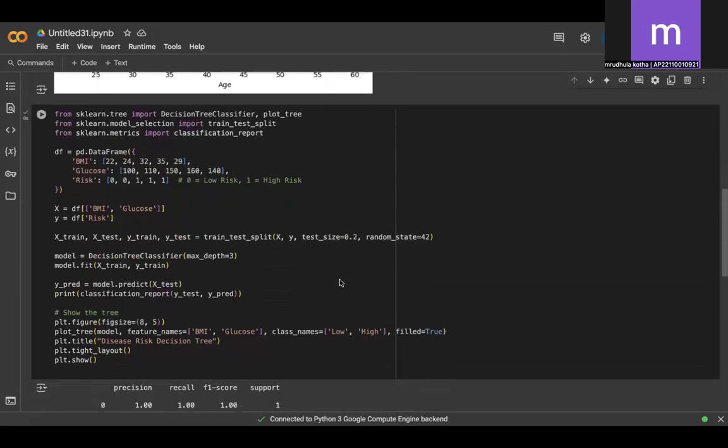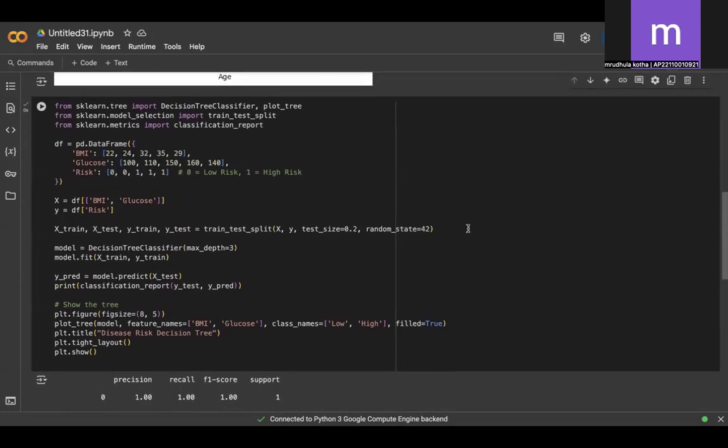Next, we have the code for disease risk prediction with the decision tree. We start with the dataset, which includes BMI, glucose level, and risk label. The risk column is binary, where 0 represents low risk and 1 represents high risk. We separate the features, BMI and glucose, and the target label, risk. Then we split the data into training and testing sets, using 80% of the data to train the model and 20% to test it. This helps us evaluate how well the model generalizes to unseen data.